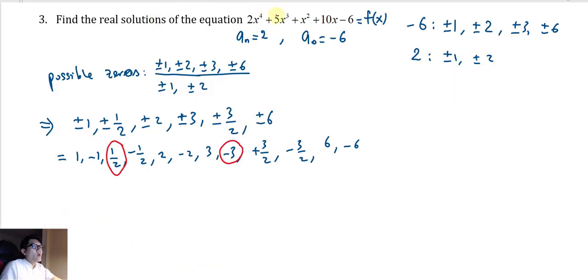Okay, we know that this one is a 4-degree polynomial. That means we are expecting to get 4 solutions, 4 roots, 4 answers. But now, from the possible zeros, we only obtain 2 of them. So where are the other 2? Okay, so we have to use something else called synthetic division to figure out the other 2 solutions, the 2 roots. Now, let me show you the way to do that.